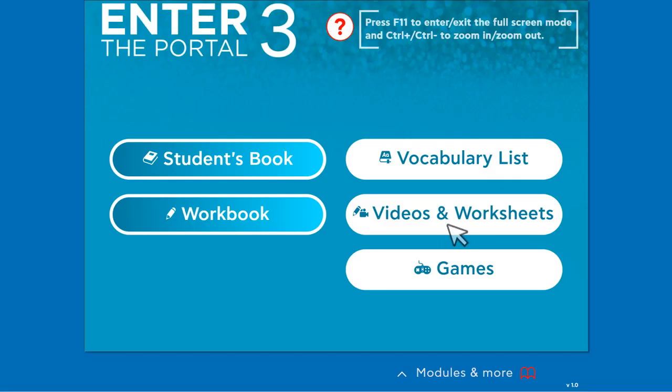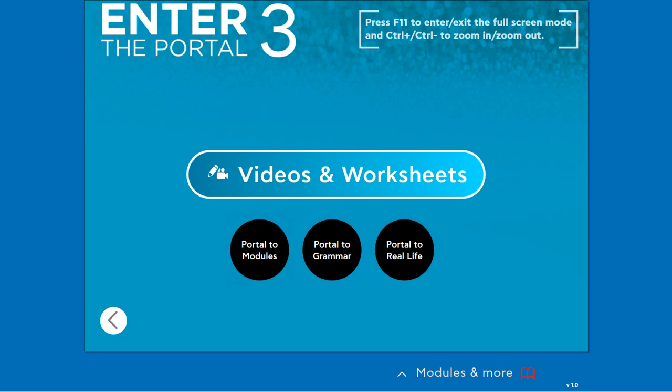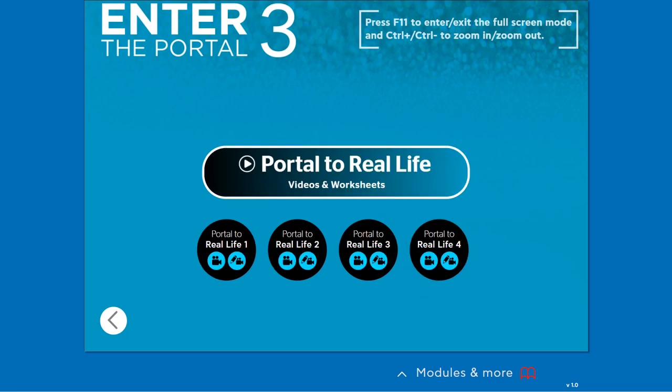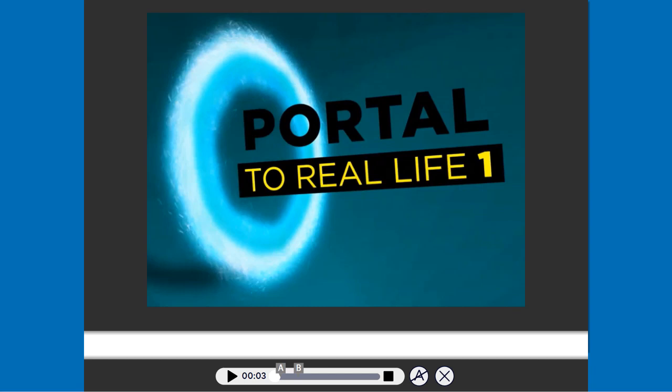Then, we have the videos. There are 3 types of videos. Portal to modules. These videos introduce the topic of a module, and should be watched at the beginning. Portal to grammar, showing new grammar structures used in a situation, and portal to real life, which are separate video lessons. For each video, there are 2 buttons. A camera which opens the video, and another button for the worksheets, which you can also find in the student's book. The videos consist of 2 parts, Part A, which is vocabulary, and Part B, which is the actual video. You can jump to either part by clicking on the letter. You can play the videos with or without subtitles, by clicking on this button.